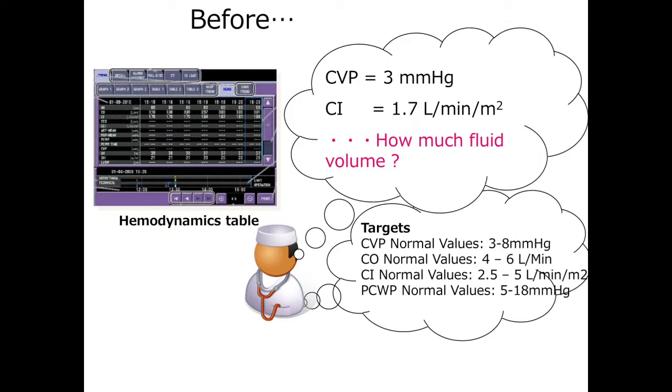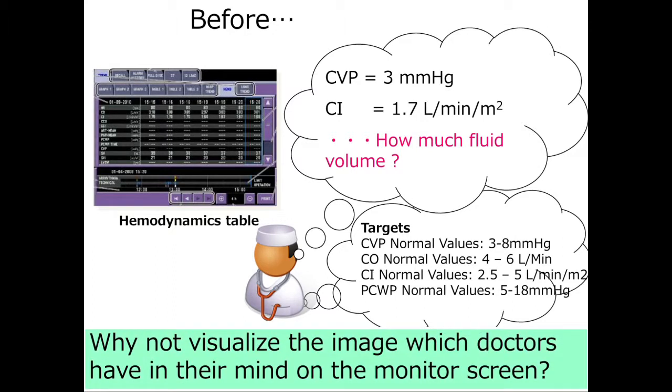For example, there's a target, like CVP normal values of 3 to 8, CO normal values, CI normal values, PCWP. So all parameters have values, and it depends on the sickness, on the doctors, and on the patient condition, right? But our idea is to visualize this information for the doctor, to make it more intuitive and more understandable.